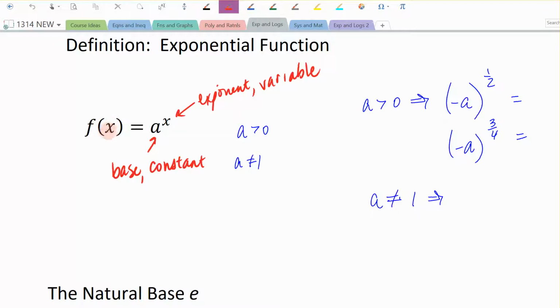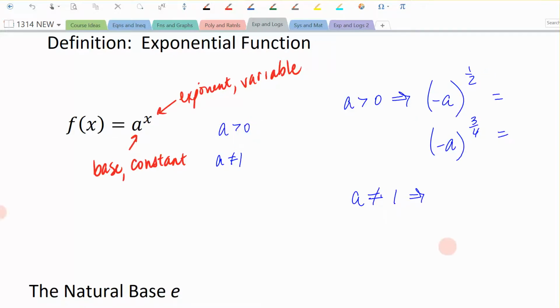Now we have some restrictions on this base a. The base a must be greater than 0, but it cannot be equal to 1. These are the two requirements for the base a. Now you might ask yourself, why is that the case? How come the base a has to be greater than 0?